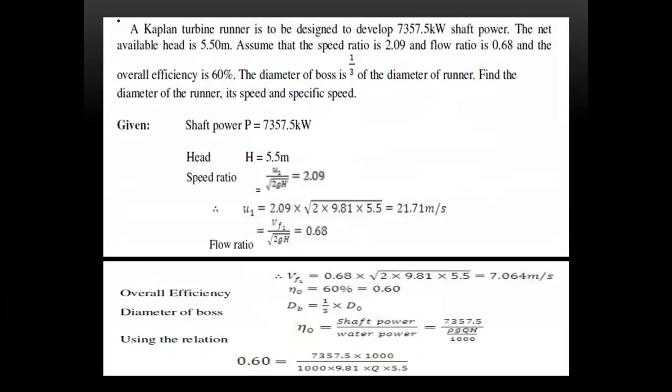Next, you see the Kaplan turbine. The Kaplan turbine runner is designed to develop so and so kilowatts shaft power. The net head is 5, the speed ratio is 2.9, and the flow ratio 0.68. The overall efficiency is 60%, and the diameter of the boss is 1/3 the diameter of the runner. Now write the given data: speed ratio, find U1, flow ratio, overall efficiency, right? The diameter of the boss DB, and using the relation of shaft power by water power, you are getting this one.